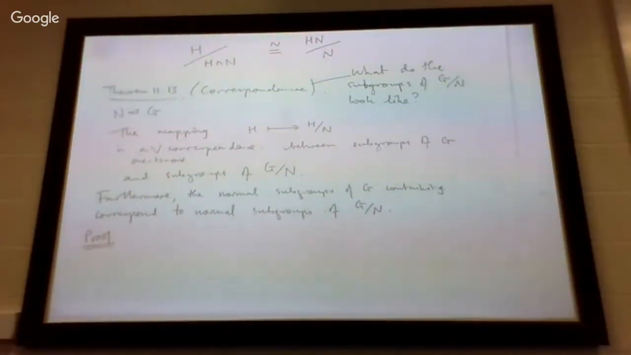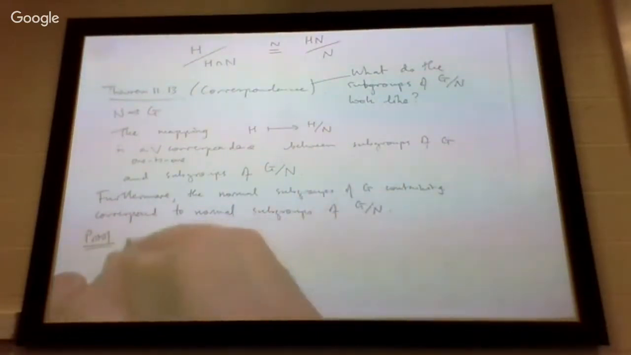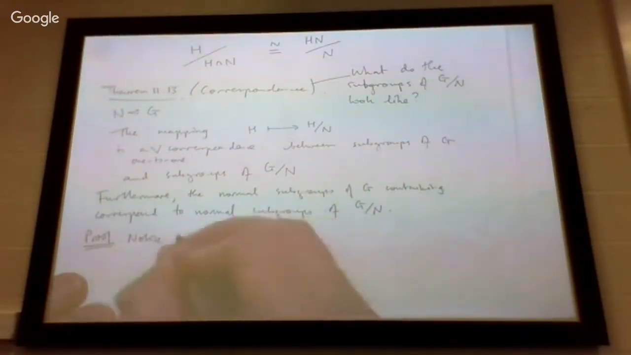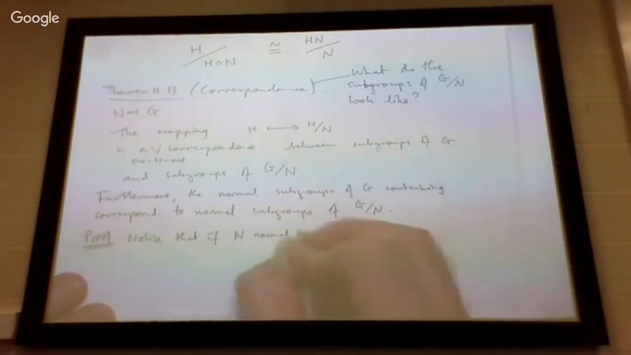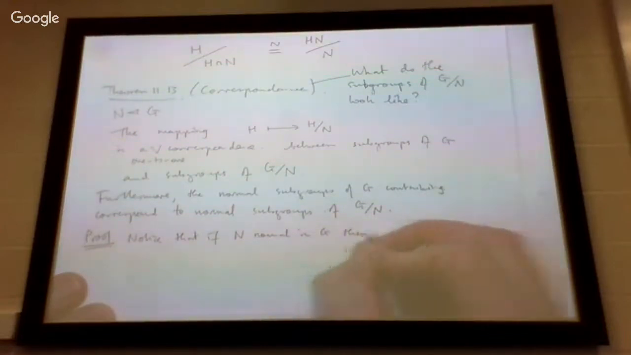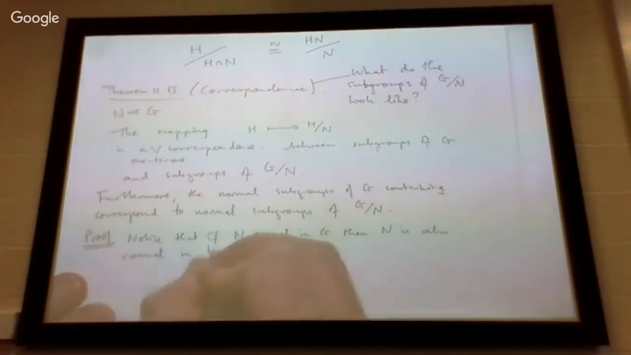Okay, so what to say about this? First of all, is this a valid thing? H mod N, the factor group of H by N. First of all, notice that if N is normal in G, then N is also normal in H. Remember, H is a subgroup of G.